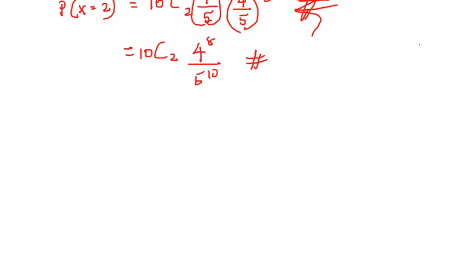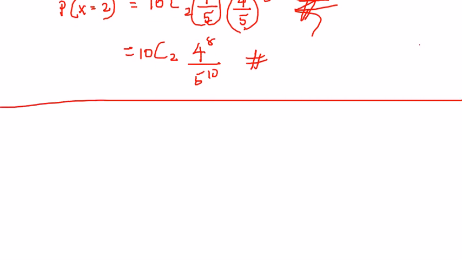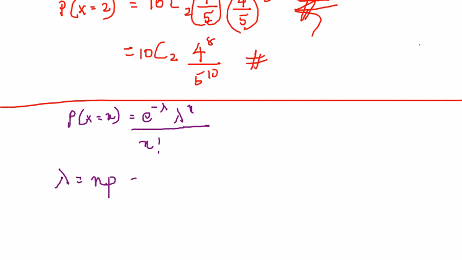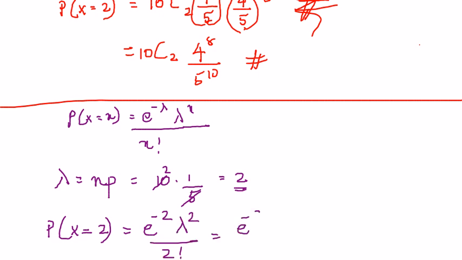Now let's find using Poisson. If I have to find using Poisson, what is the formula that I will use? P of X equal to x is equal to e power minus lambda, lambda power x by x factorial, where lambda is the mean. It can be written as n into p. You know that n is 10 and p is 1 by 5, right? So if you cancel this, you get lambda is equal to 2. Now substitute the probability that exactly 2 bolts will be defective. So it will be e power minus 2 into lambda, in this case 2 power 2, by 2 factorial.